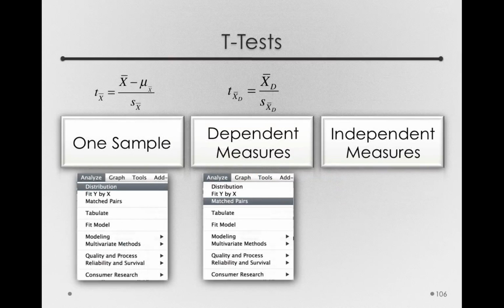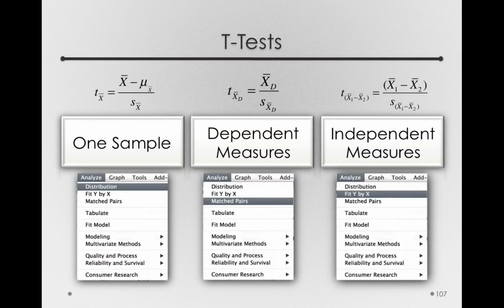So going forward, to perform the independent measures t-test in JMP, we'll still use the same platform regardless of whether we assume the variances are equal in the population or not. Once we're in Fit Y by X, it's a matter of whether we select means, ANOVA, pooled t, or whether we select t-test.